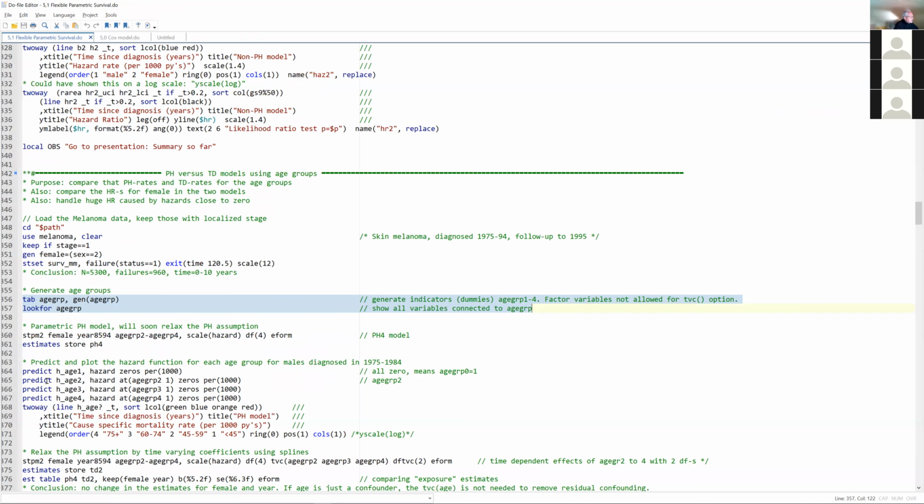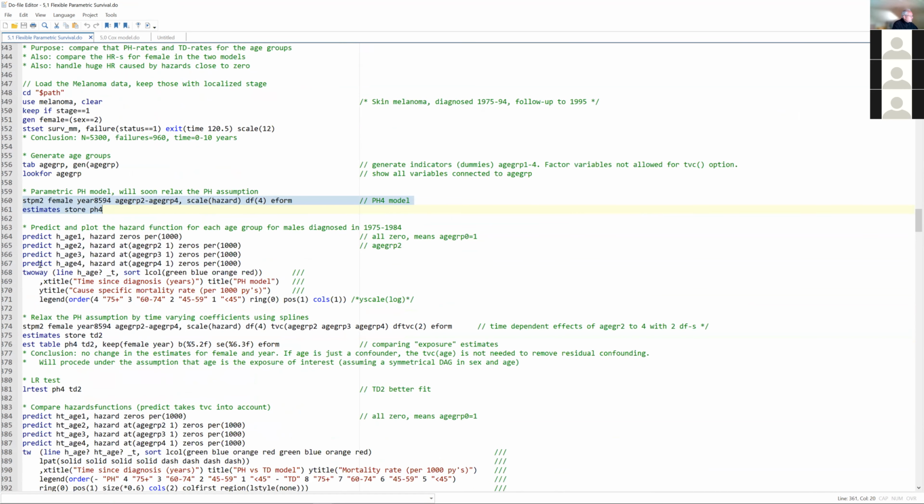Okay, so now we have the age group dummy variables, and we put them into the model. STPM2, female, year, and age group 2 to 4, meaning that the first one is the reference. Now, this is again the proportional hazards model, but we will soon relax that assumption.